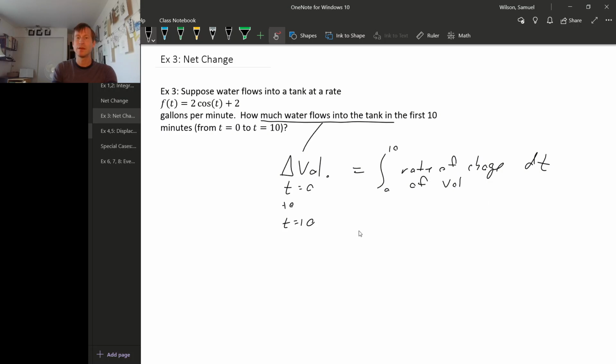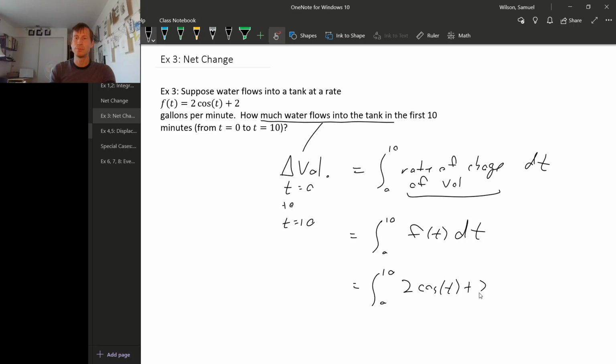dt. But the rate of change of the volume, that's exactly the rate at which water is flowing into the tank. So this is really just f of t. So we can just integrate f of t, which is 2 cosine t plus 2 dt.